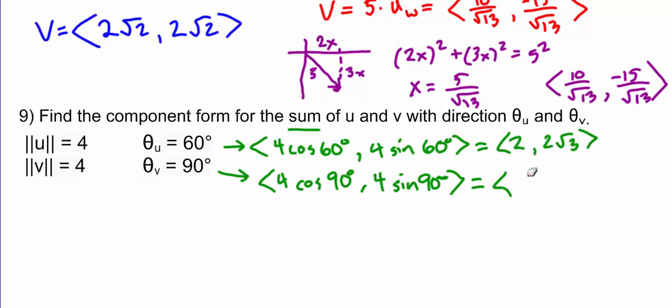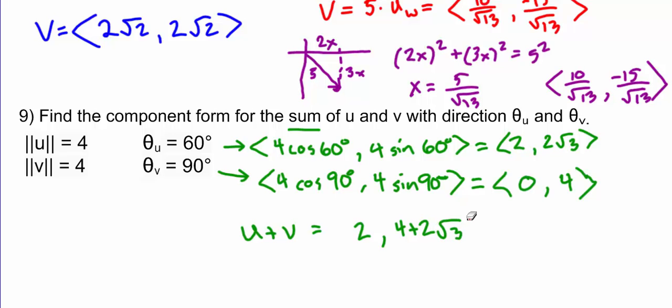The cosine of 90 would be 0, where the sine of 90 would be 1. So if I want to do u plus v, I just have myself a basic addition problem, don't we? So my x value is 2, my y value is 4 plus 2 square root of 3.